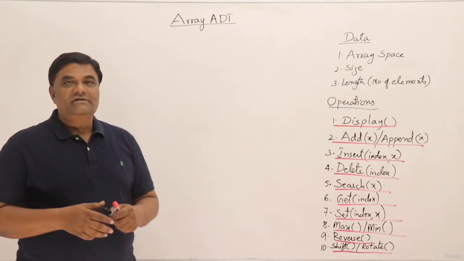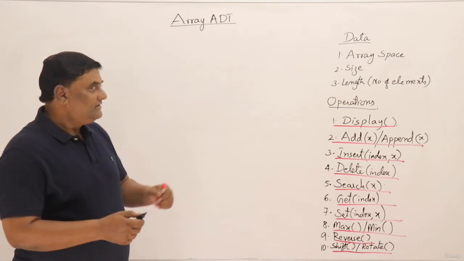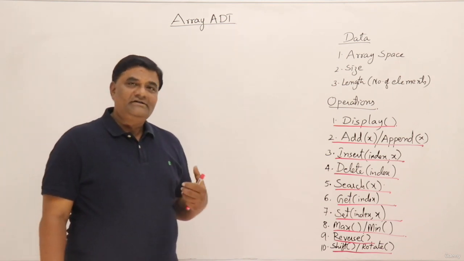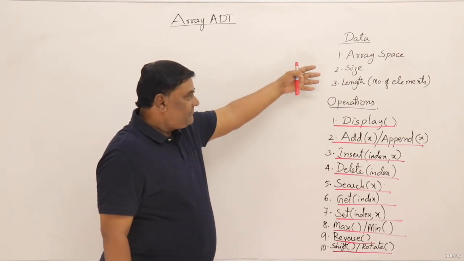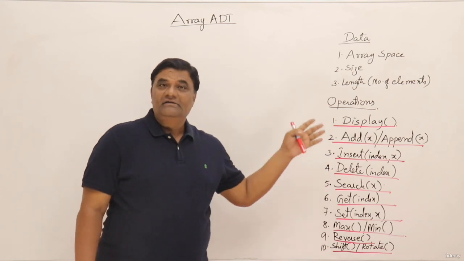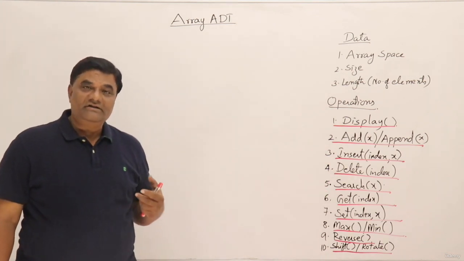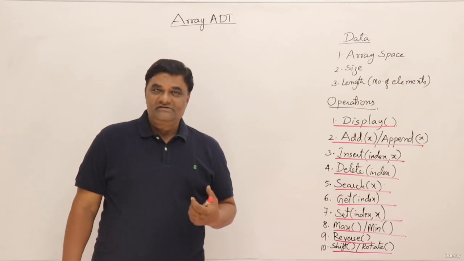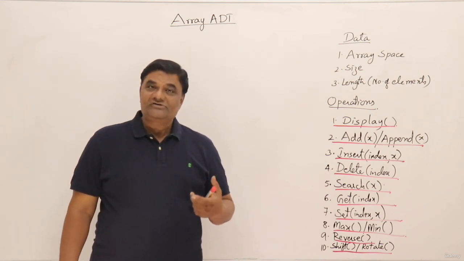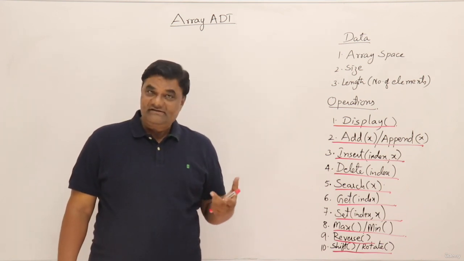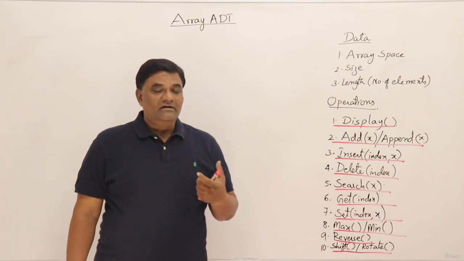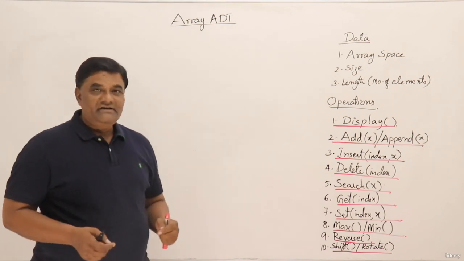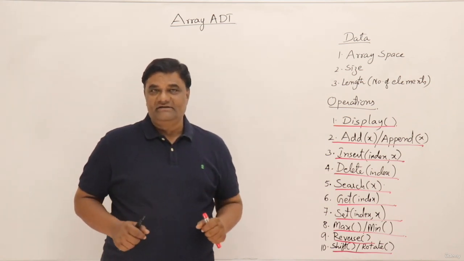Now the topic is Array ADT, that is array as abstract data type. Abstract data type means representation of data and the set of operations on the data. Now array is a basic data structure provided by almost every programming language, like C++ provides an array as a basic data structure. So representation of data is defined by the compiler itself.